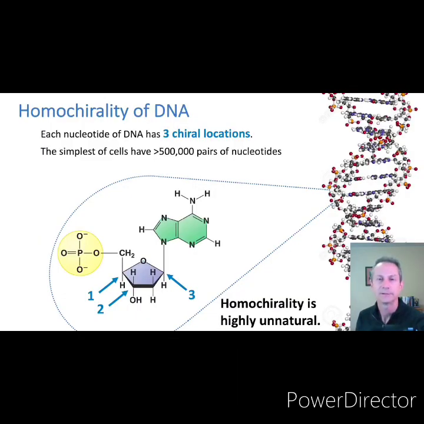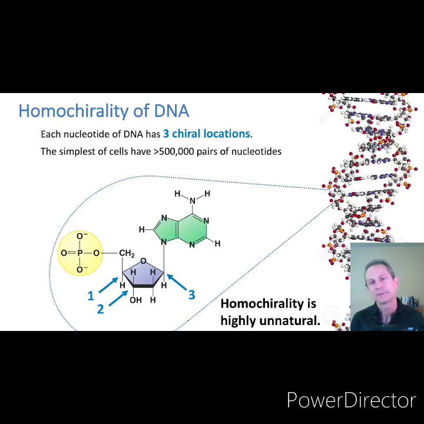On the screen here, I have a picture of DNA, which is a familiar molecule to most people, but it's made up of these nucleotides shown here. Each nucleotide making up DNA actually has 3 chiral locations. So you can have left or right in position 1, left or right in position 2, and left or right in position 3. That means there are 8 different chiral possibilities for each nucleotide. But in life, you always have the same exact chirality in every nucleotide in DNA and RNA.